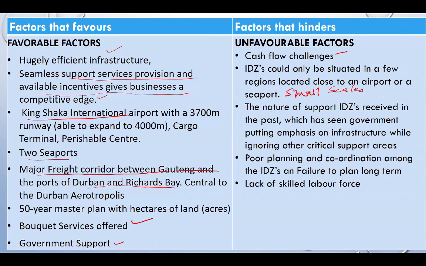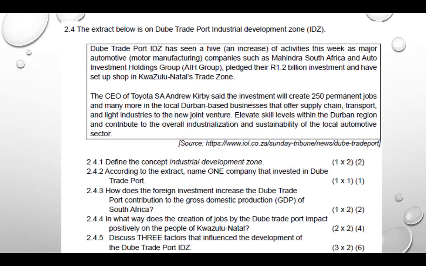The factors that are going to hinder Dubai Trade Port: the nature of support IDZs received in the past, which has seen the government putting emphasis on infrastructure while ignoring other critical support areas. So it takes all the money, and therefore other developments are being ignored. Poor planning is another problem. Lack of skilled labor is another problem. Now, let's try to answer these few questions.